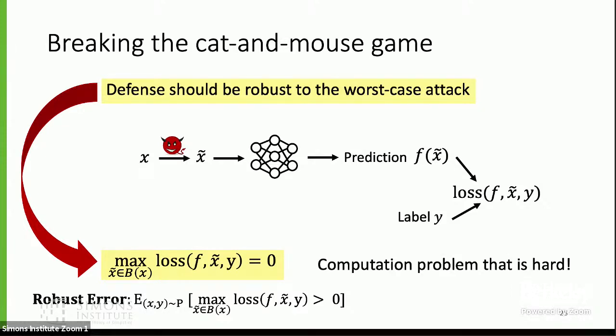But the problem is that computing this loss, or computing this maximization over this ball of perturbations, is actually an intractable computation problem for particular function classes. And so this was the reason why the straightforward idea that we should just compute this maximum loss is hard to actually do.